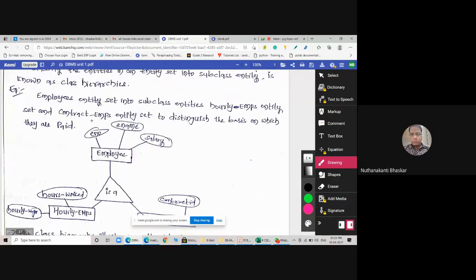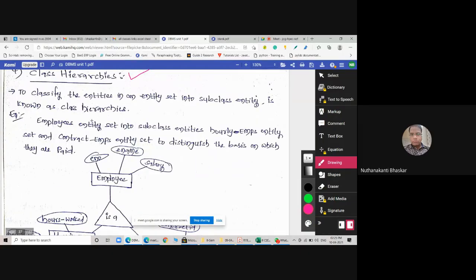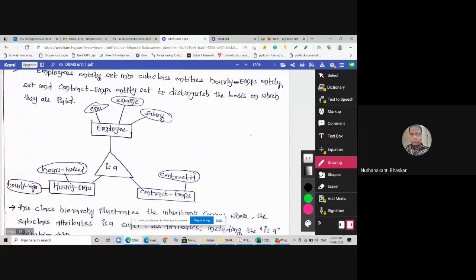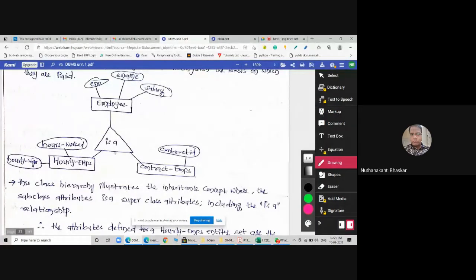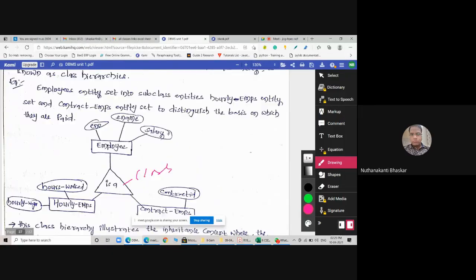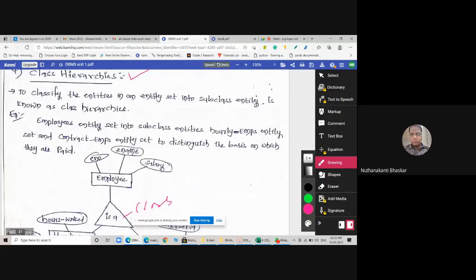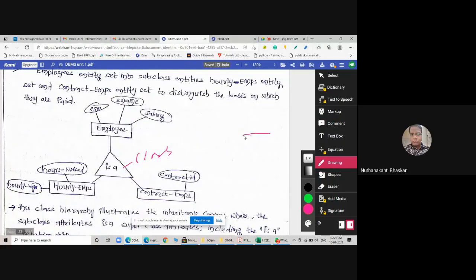The simple mechanism is that we have to classify the particular entity into different categories. For example, your employee, this is a class hierarchy representation. Triangle is the class hierarchy representation. Some books refer to a reverse triangle also. Both are the same. Now employee: hourly employee is also an employee, contract employee is also an employee. But hourly employee has different attributes, and contract employee has different attributes.